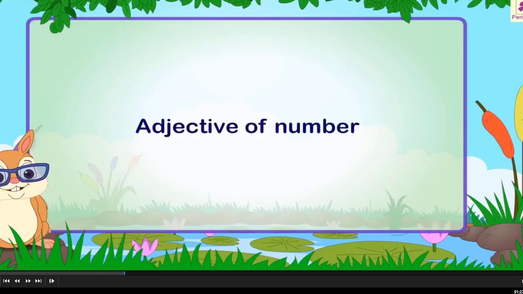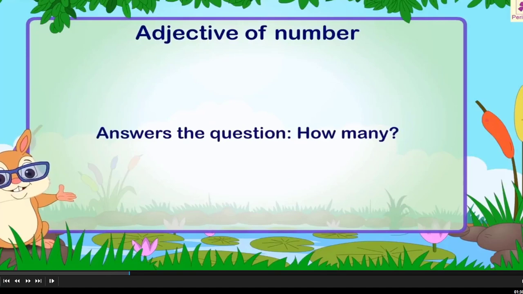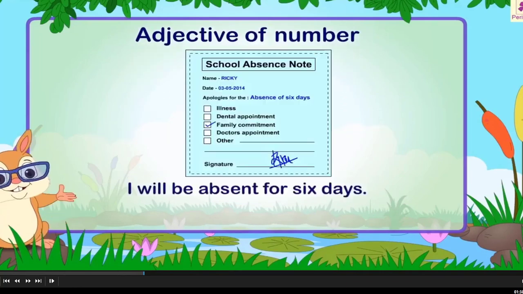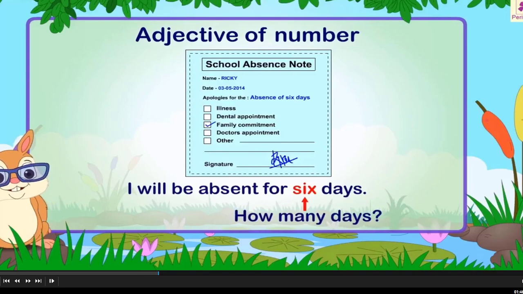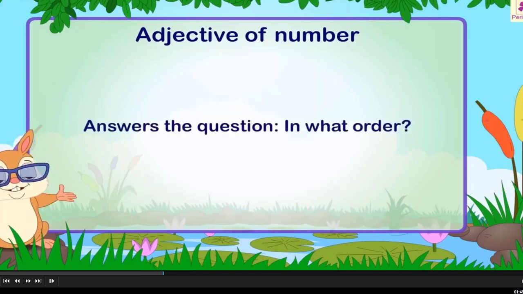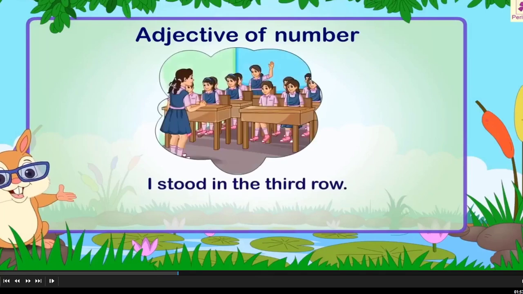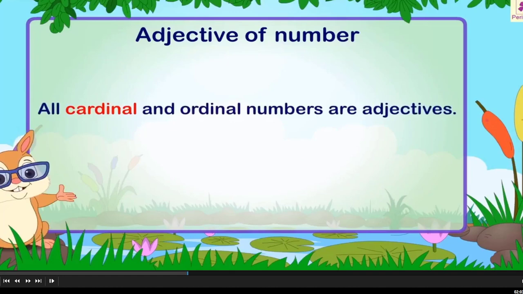Adjective of number. An adjective of number answers the question, how many? For example, I will be absent for 6 days. 6 answers the question, how many days? Adjective of number also answers the question, in what order? For example, I stood in the 3rd row. All cardinal and ordinal numbers are adjectives.